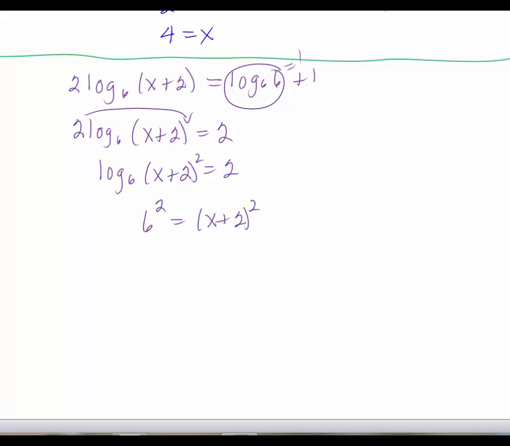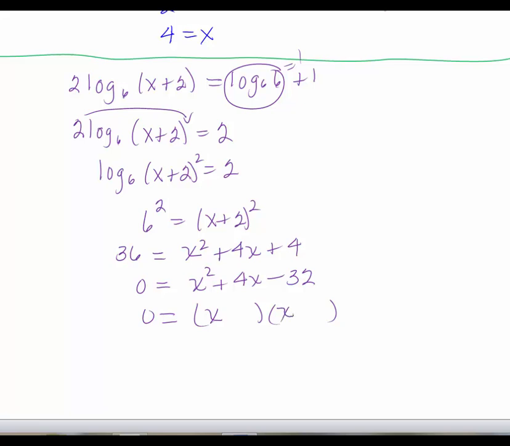Right? So evaluating or simplifying each side, I get 36 is equal to x squared plus 4x plus 4. It's a quadratic equation, so I want to get 0 on one side. That would be minus 32. From here you can use the quadratic formula, or this one is factorable. So I'm going to have x times x. I need a negative last term, so I know I need a plus and a minus. It's going to be a positive 8 and a negative 4.